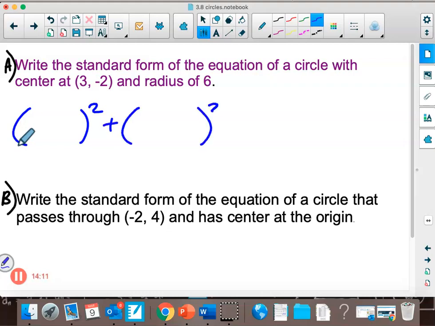We have a center at 3, -2. Whenever I write an equation of a circle, I write something squared plus something squared equals something squared. I kind of write like a template, and then I fill stuff in. So my first part, I'm going to have x, and then what's going to go here? -3. Do the opposite of the center. Here I'm going to have a y plus 2, and then what do I have to do with the radius? Square it, so you get 36.